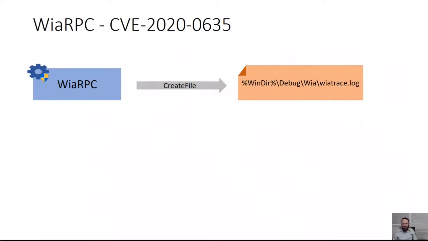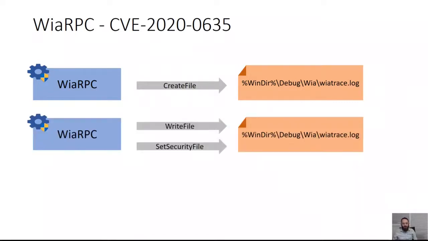We have a service that is implemented in a DLL, WIA RPC. As you can probably guess, it is an RPC service that allows the user to interact. By interacting with WIA RPC, in turn, the service creates a log file in windir\debug\WIA, which is writable by a regular user. So far so good, and it continues to write to the file, followed by a call to set security file, allowing a regular user the option to edit its content.